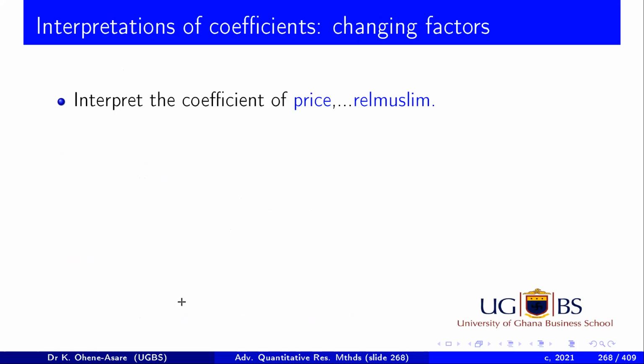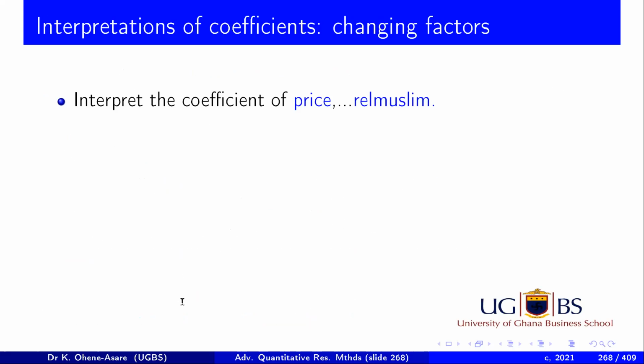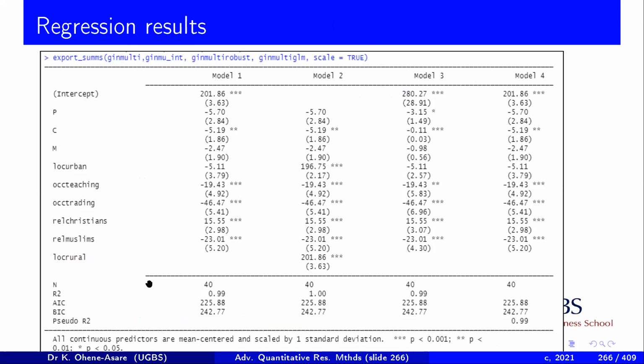So, interpret each coefficient, starting with price. First, let's go back here and look at the price coefficient, and we are going to focus on the first model. If you look at the coefficient for price, it is minus 5.7. What does this mean? How will you interpret this?